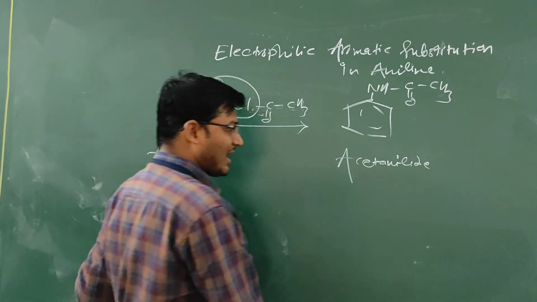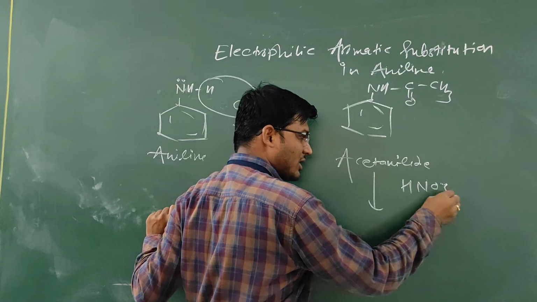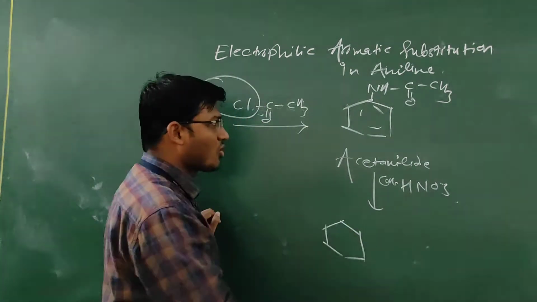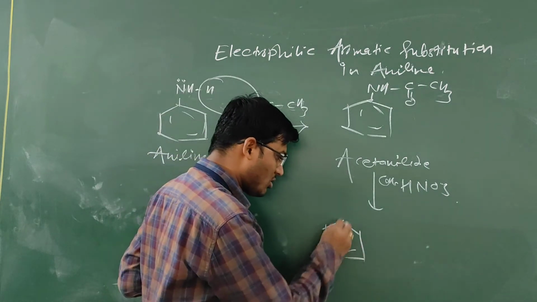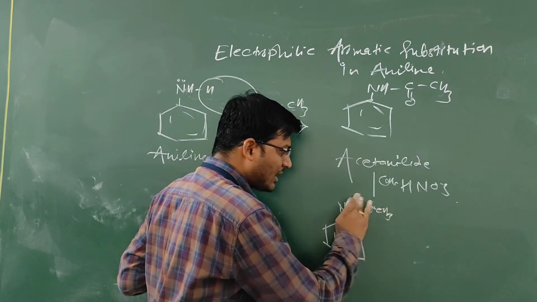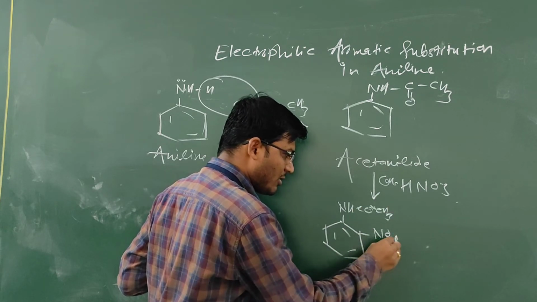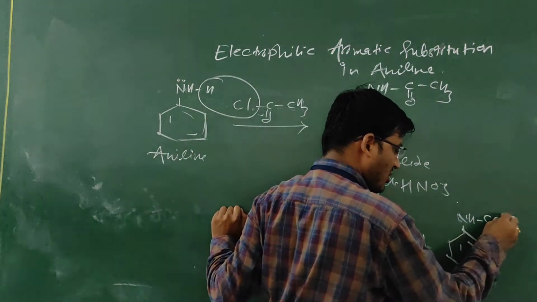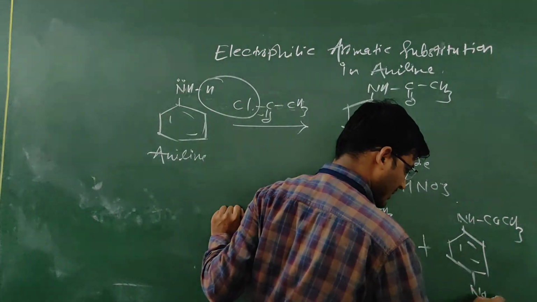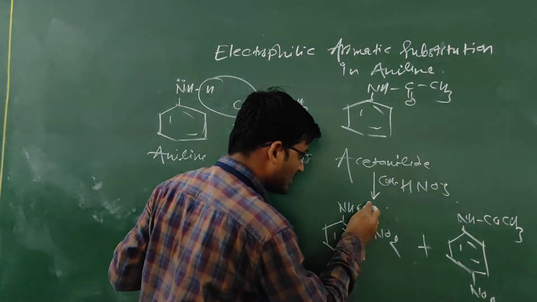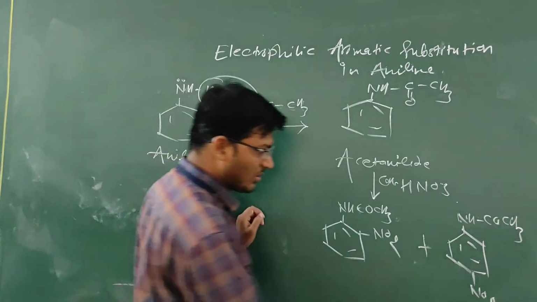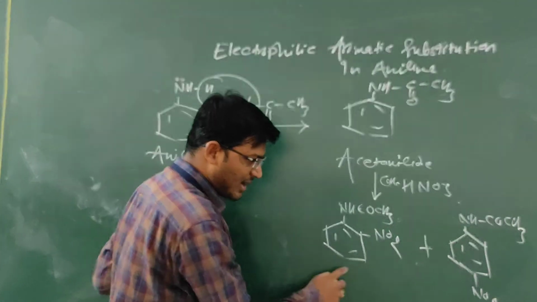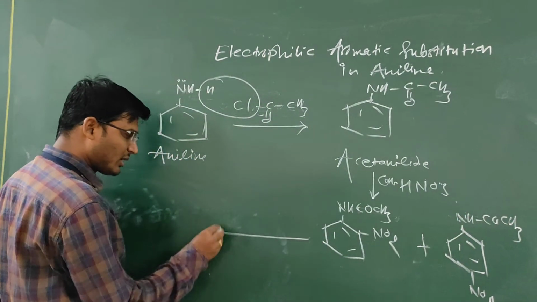This acetanilide undergoes nitration with concentrated HNO3 and forms ortho-nitroacetanilide and para-nitroacetanilide, a mixture of both. This is NHCOCH3 with the nitro group at the ortho position, and NHCOCH3 with the nitro group at the para position. This is the mixture of ortho-nitroacetanilide and para-nitroacetanilide.